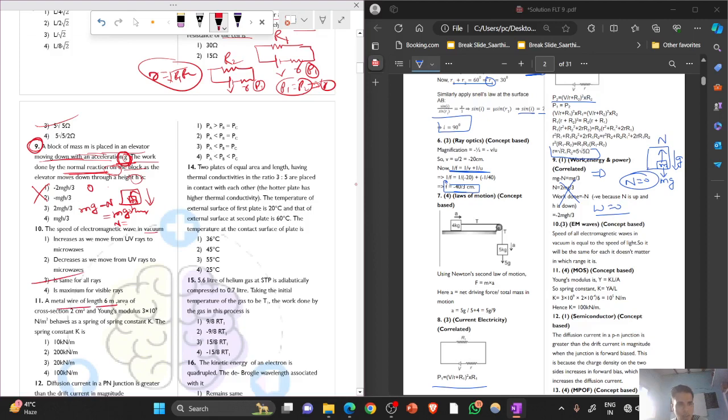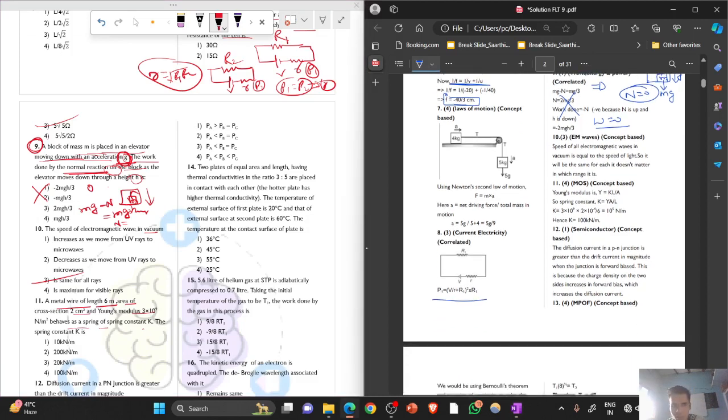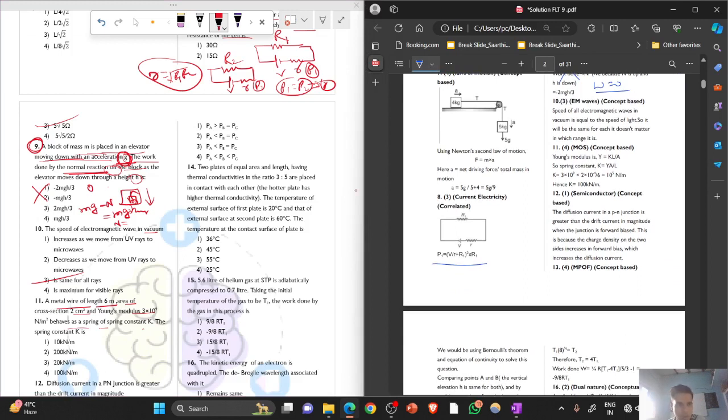A metal wire of length 6 meter, area of cross section this, Young's modulus this, behaves as a spring of spring constant k. After solving it out, it is simply a conceptual question of Young's modulus. Young's modulus will be spring constant times L by A. From here you can calculate k. K, the spring constant, will be simply YA by L. Putting the values of Y, A and L, you can calculate the value of k. After solving, you can see in the explanation k comes out to be 100 Newton per meter. So option number 4 will be the correct answer.